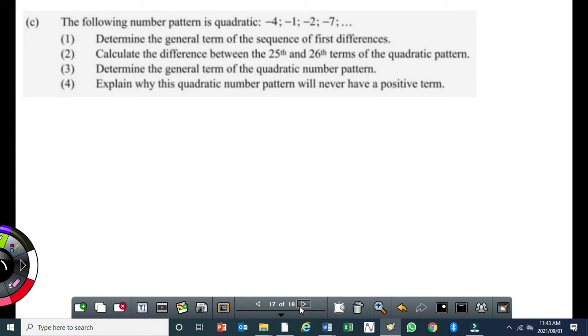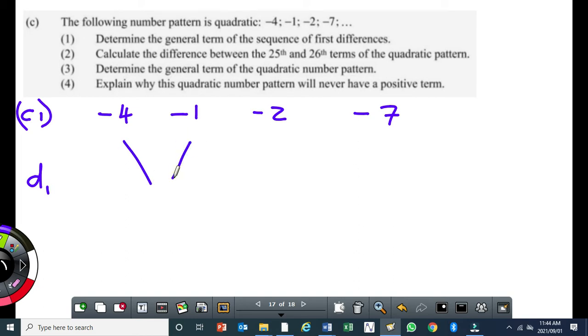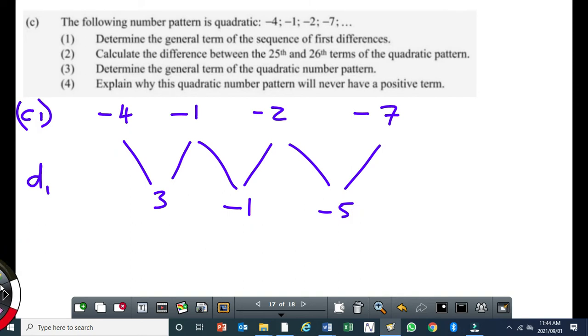The quadratic pattern is very, very important up to matric. So make sure you know it. Let's do number C now. So C1, the first thing is you're given that pattern: minus 4, minus 1, minus 2, minus 7. The question says determine the general term, but before I even start answering the first part, I need to determine my first differences. Minus 1 minus 4 gives me 3. Minus 2 minus 1, I get minus 1. Minus 7 minus minus 2 gives minus 5. Hope everybody is following me.